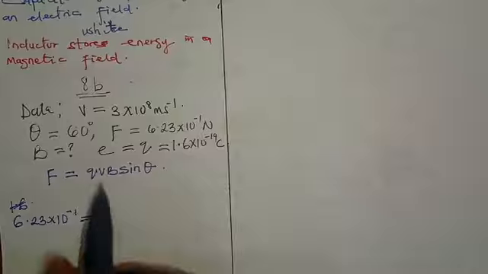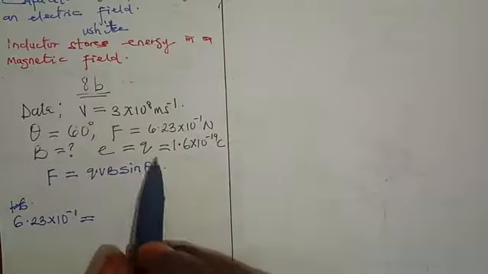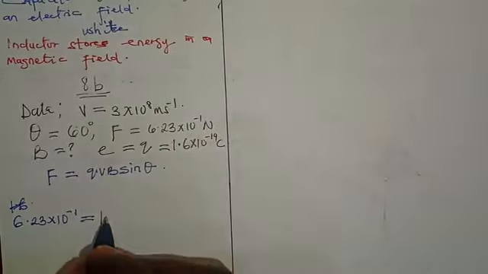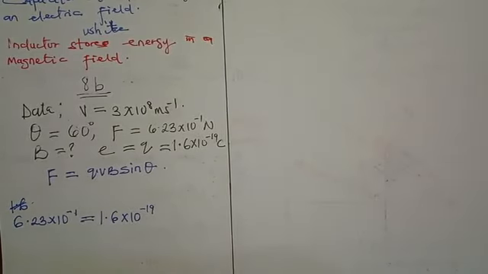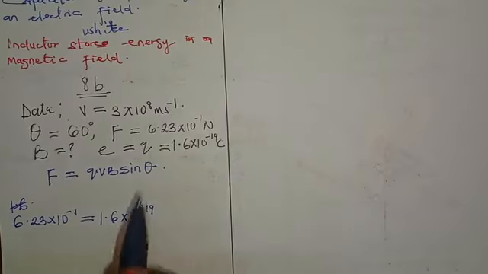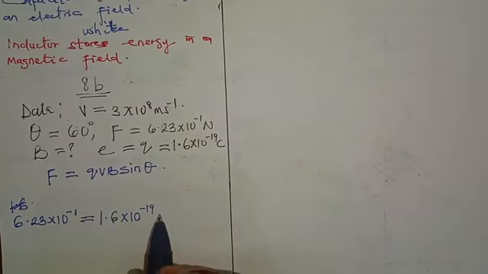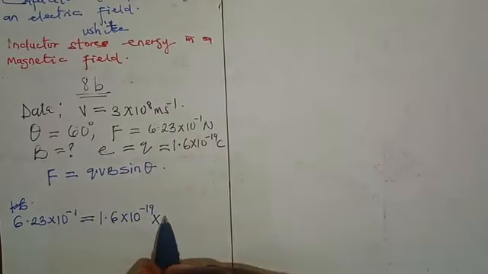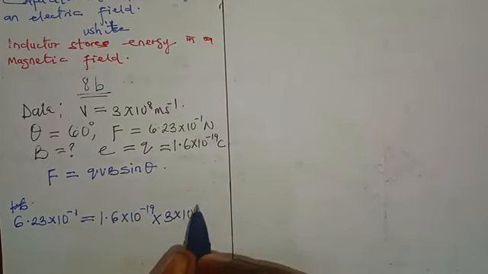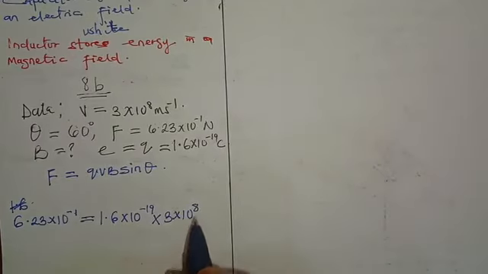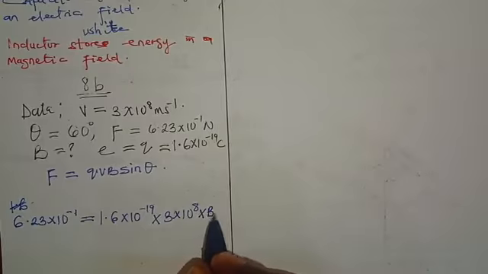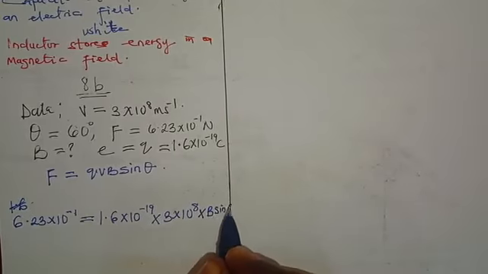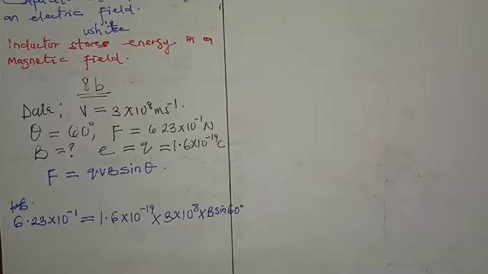Then is equal to, what is our Q? Q is the same thing as the electron here, 1.6 times 10 raised to the power minus 19. Is that correct? Good. The next thing in the formula is V. That stands for the speed, velocity, 3 times 10 raised to the power 8. Good. The next thing is B, which we are looking for. Then sine of the angle, that is sine 60 degree. I hope this is understood.